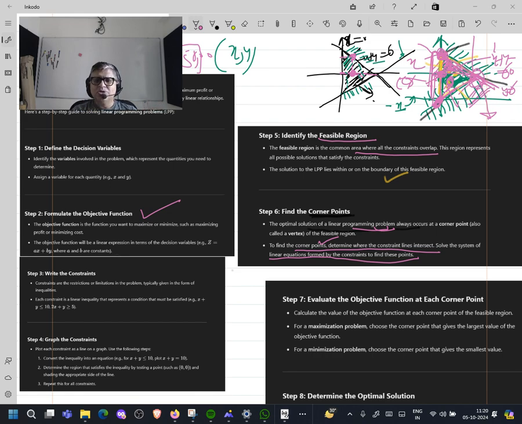Now your job is to do what? All the corner points which you have found, and you will see as the questions progress, there are more than one corner point. Put all of them in the profit function. So 30 chairs, 30 tables, one corner point. 45 tables, 15 chairs, one corner point. Put them in the profit equation.